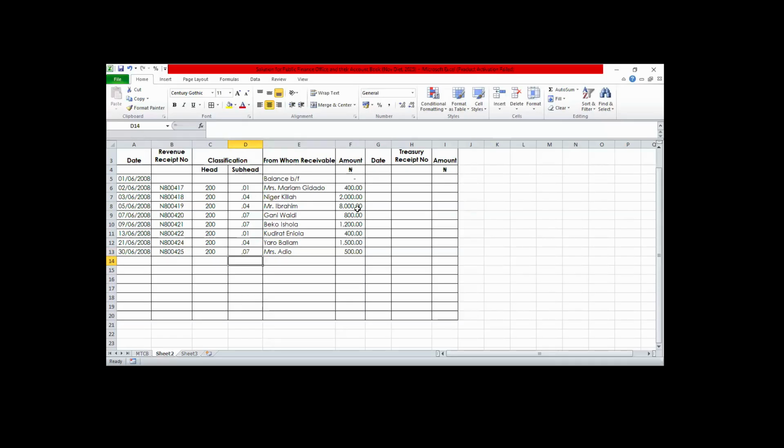Then we now total everything together. What will be the total here? Our total here is said to be 20.